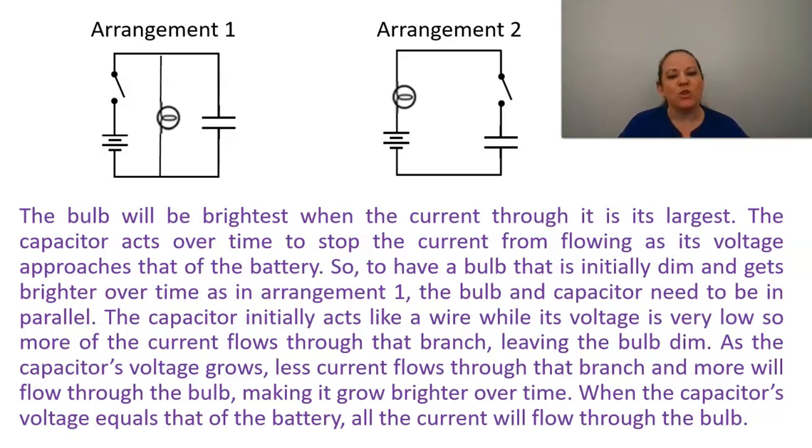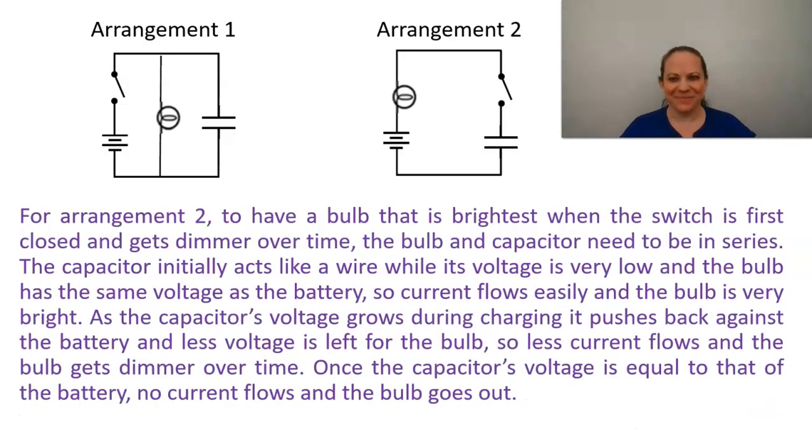As the capacitor's voltage grows, less current flows through that branch, and more will flow through the bulb, making it grow brighter over time. And when the capacitor's voltage equals that of the battery, all the current will flow through the bulb. For arrangement 2, to have a bulb that is brightest when the switch is first closed and gets dimmer over time, the bulb and capacitor need to be in series.